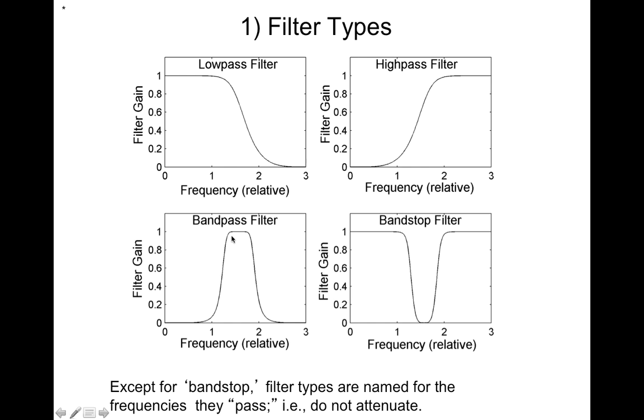It has a range. So below that range, we are cut off, and above that range, we are cut off. And so what we're passing is in between. And then the final one is the band stop filter. The band stop filter basically passes all frequencies. In other words, your output over input is 1, except for some range where it's specifically designed to cut off. So with the exception of the band stop filter, filter types are named for the frequencies they pass and not frequencies they attenuate.